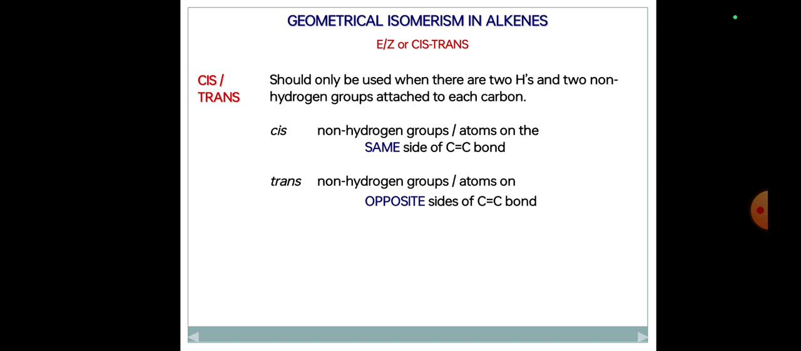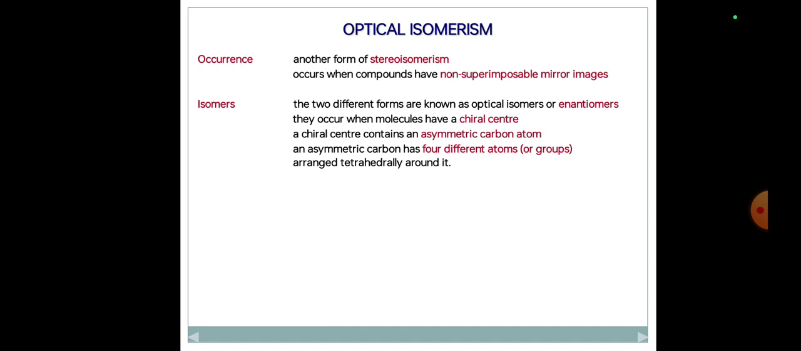Cis or trans should only be used when there are two hydrogens and two non-hydrogen groups attached to the double bond. In cis, non-hydrogen groups or atoms are on the same side of the carbon-carbon double bond, and in trans, non-hydrogen groups or atoms are present on the opposite sides of the carbon-carbon double bond.